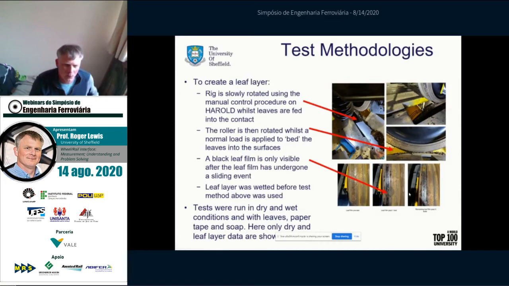We slightly wetted the leaf layer before the brake test. Moisture is very important in this process. A dry leaf layer will probably not be a particular problem. A little bit of moisture, though, will make it incredibly slippy.